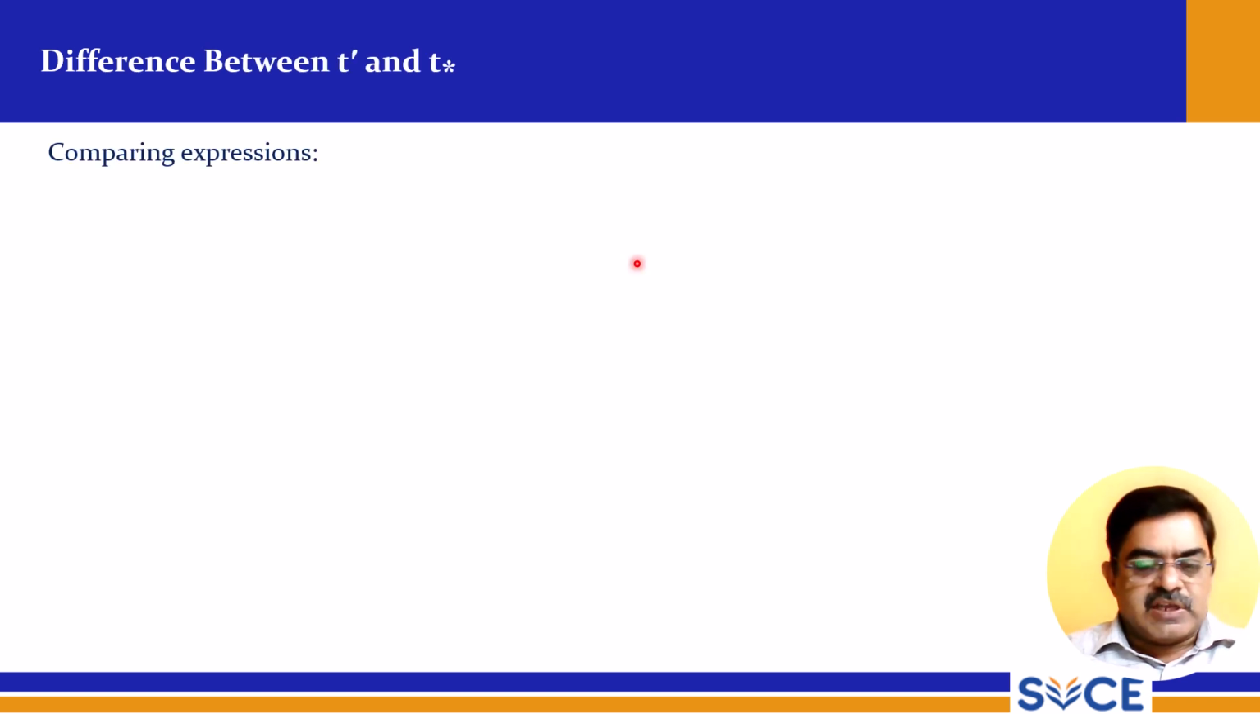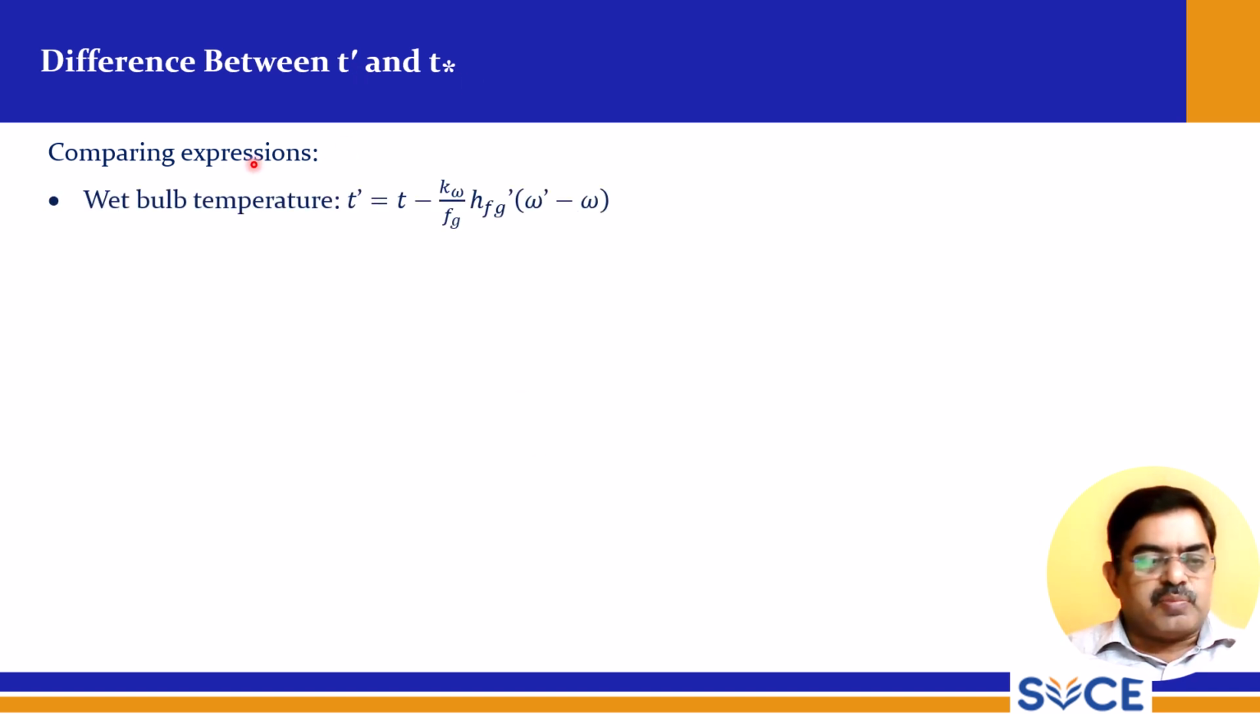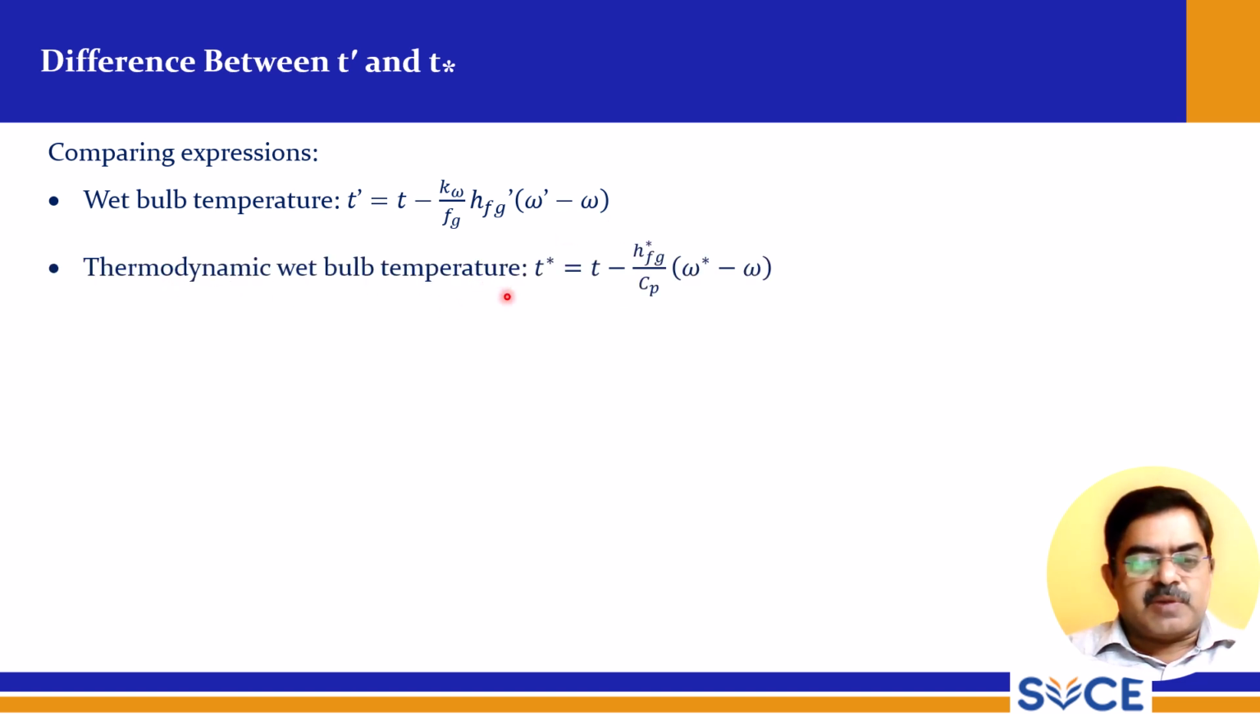So now we can see these two differences, T dash and T star. Comparing both expressions, the wet bulb temperature T dash equals T minus k omega by Fg into H of G dash into omega dash minus omega. The thermodynamic wet bulb temperature T star becomes T minus H star Fg divided by Cp and omega star minus omega. So now it is very similar to this equation. This is the difference in equations between T dash and T star.